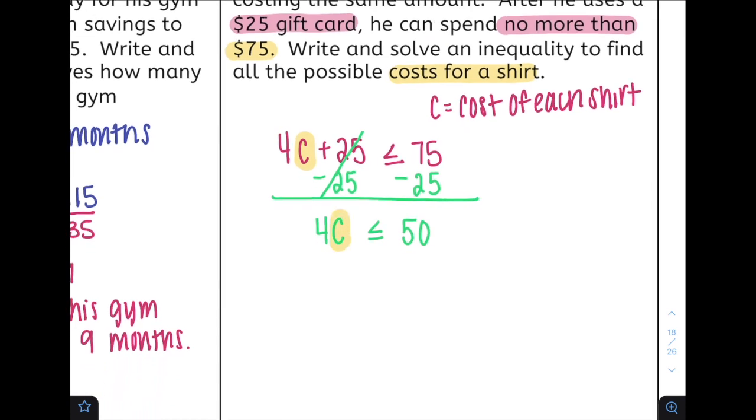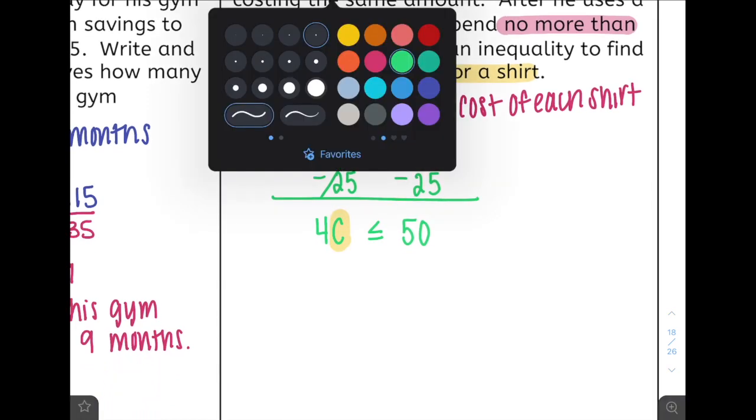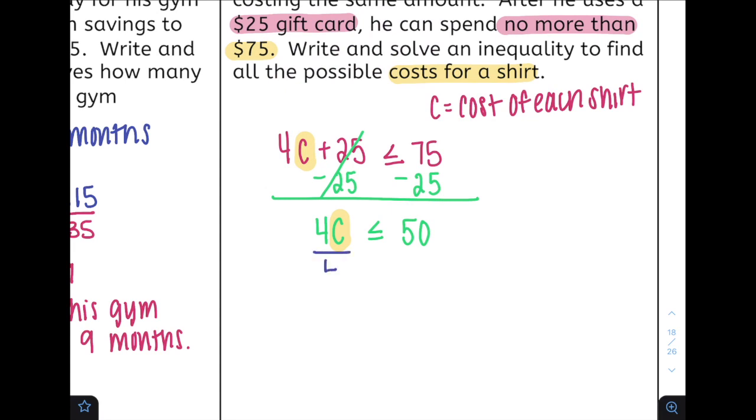We're still isolating our variable. We're going to use inverse operations to divide both sides by 4. C is going to be less than or equal to 12.5. So that means each shirt should cost at the most $12.50 or less. So the shirts can cost less. It could cost $10, it could cost $12, but it can't be more than that. It can't be $12.60 or $12.55.